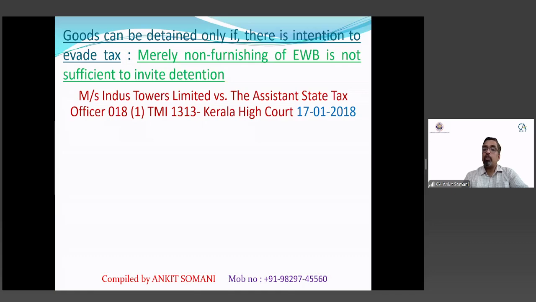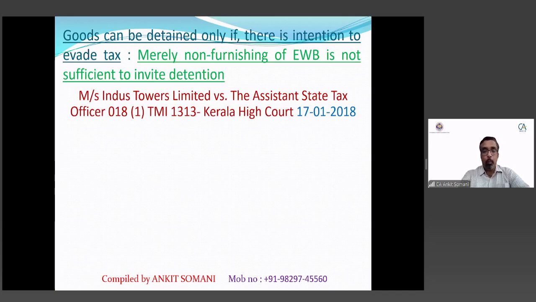Merely non-furnishing of e-way bill is not sufficient to invite detention. Now, this gives a very important and relevant discussion on whether an e-way bill is particularly required or not. See, as per Rule 138, e-way bill is a mandatory law. And whenever any conveyance is found without e-way bill and without any other relevant document, then such vehicle, such conveyance, along with goods thereon, can easily be considered for the purpose of detention.